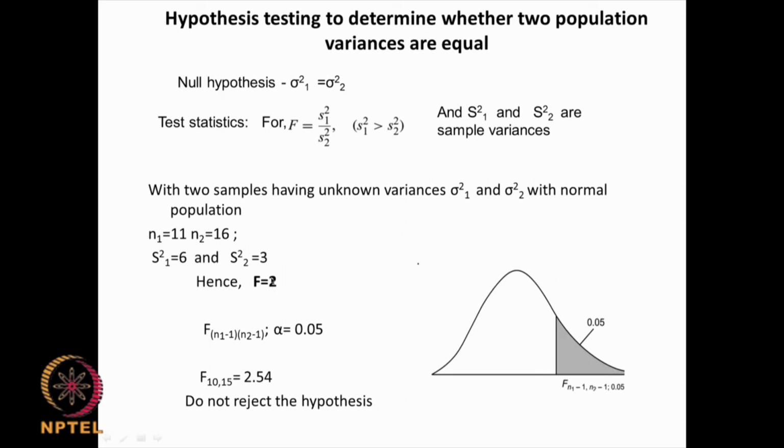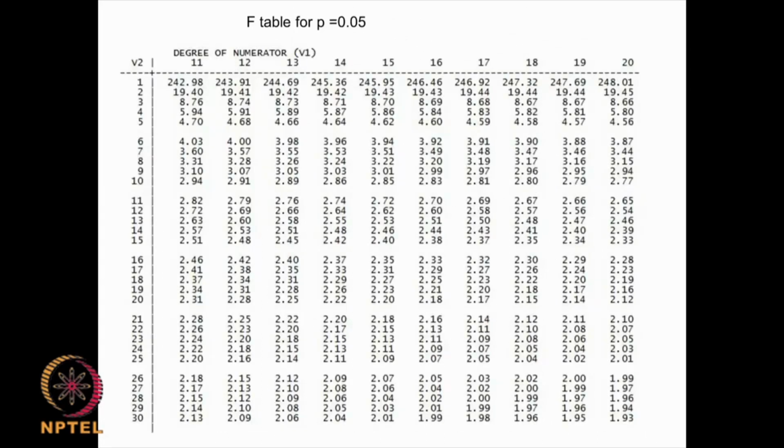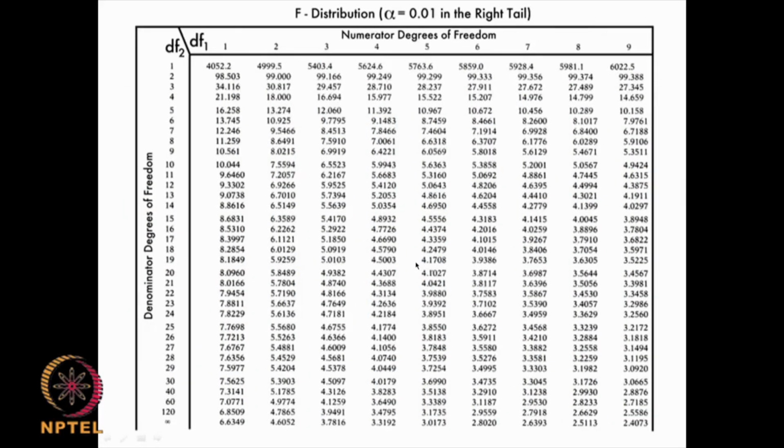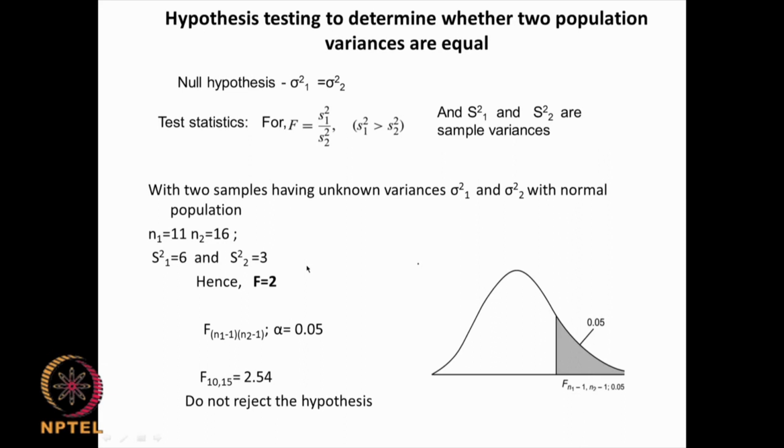Obviously, the calculated F is less than the table F. So, do not reject the null hypothesis. Please remember these F values are for one tail, only the right tail. So, it is very simple. We use this table, and just like the t test, we calculate the F value, and if the calculated F value is less than the table F value, we do not reject the null hypothesis.